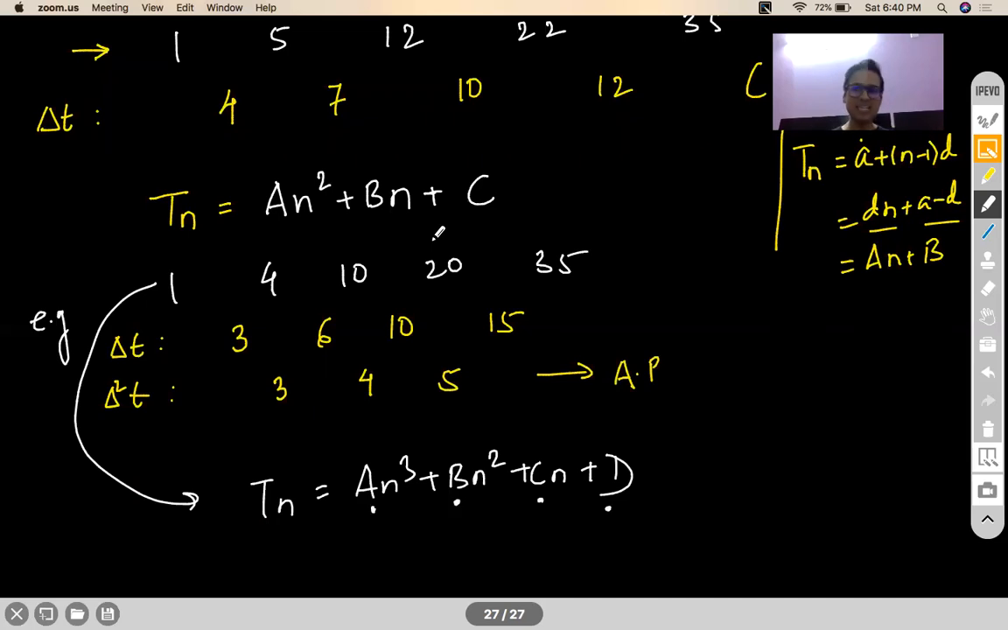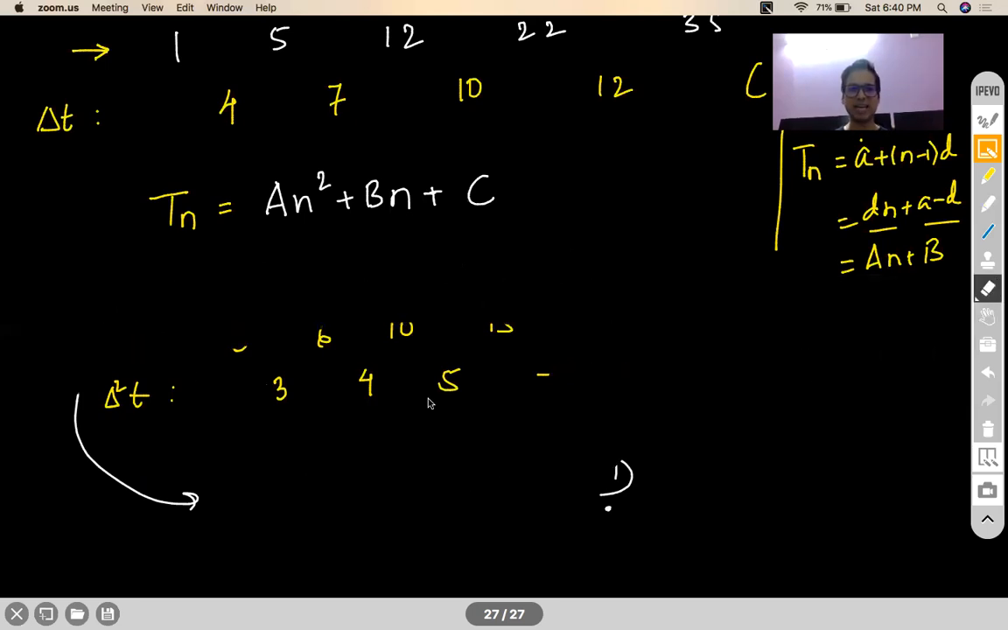Okay. Again, I'll repeat. If the terms themselves were in AP, your nth term is a linear function of n. That we have already seen in our nth term formula of AP. Correct. If your first difference is an AP, then your nth term of that original sequence will be a quadratic function of n. If your second difference is an AP, it will be a cubic in n. Third difference is an AP, then it will be a biquadratic in n, and so on and so forth. And of course, we'll not go to that extent. Okay. So anyways, with this in mind, let us solve for capital A, capital B, capital C.